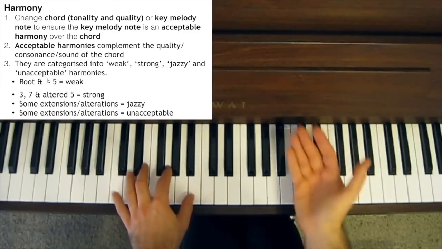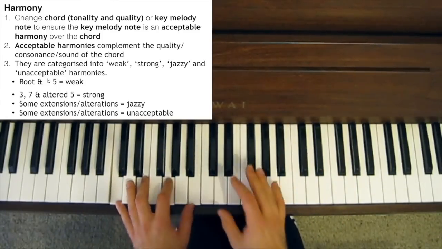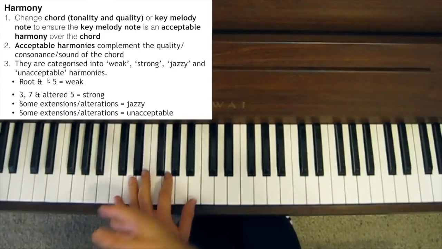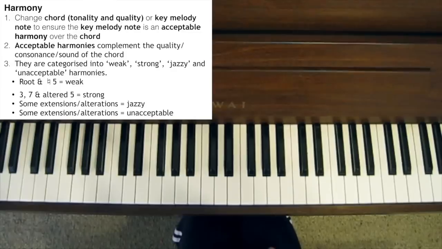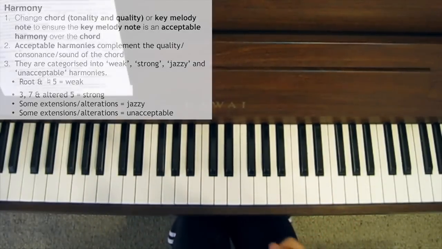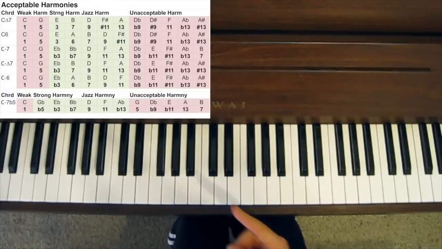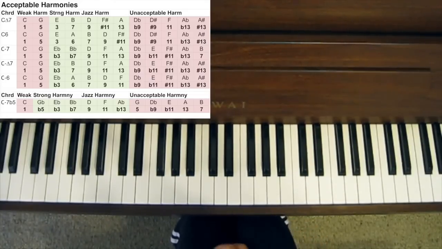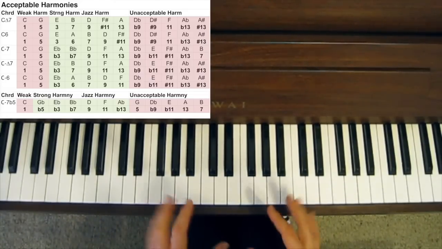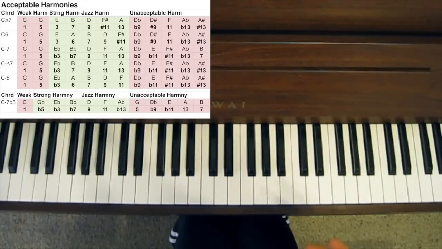And then certain extensions and alterations are considered jazzy over a particular chord type, and other extensions and alterations are considered unacceptable. Now I'm not going to go through all of them in detail here, but you can see them up here in the picture-in-picture. And I also have a link below in the description to a Google Doc which will give you a summary of all the different acceptable and unacceptable harmonies for each different chord type.